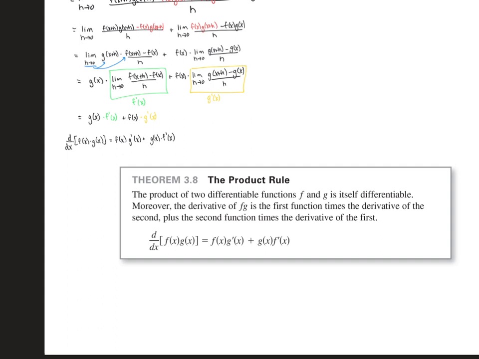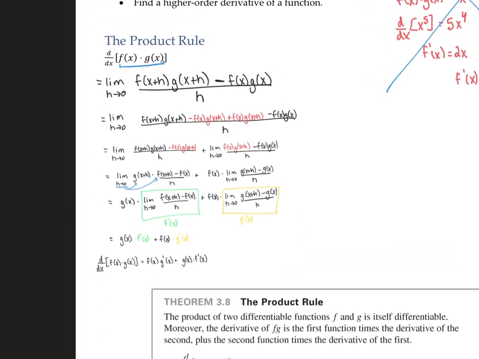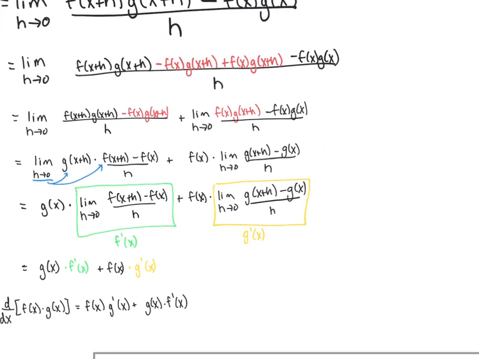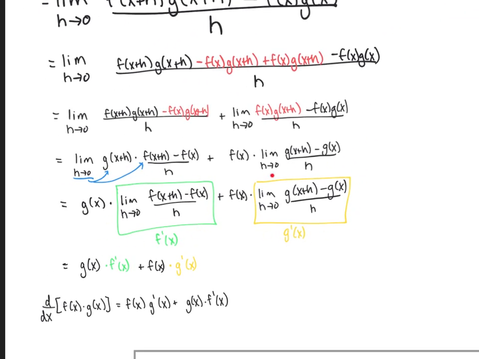And if we go ahead and take a look right down here at theorem 3.8, the product rule says the product of two differentiable functions f and g is itself differentiable. Moreover, the derivative of f times g is the first function, so f of x, times the derivative of the second, g prime of x, plus the second function, g of x, times the derivative of the first. Now that's one thing I didn't mention in the proof, is that when we started, we kind of had to assume that f of x and g of x were differentiable. Otherwise, these steps that we did right here in the green and the yellow wouldn't have actually worked. So in order to be differentiable, this limit has to exist of each one of these.